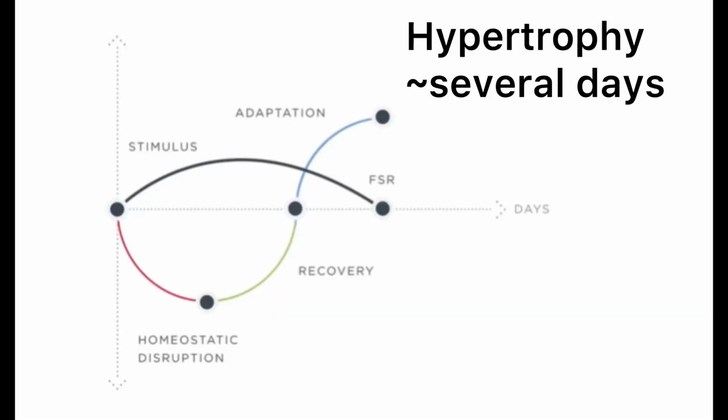Looking at the graph, FSR is the fractional synthetic rate of muscle growth, and it's the rate at which muscle is added in the body. Hypertrophy training takes several days from the time of the stimulus to maximum adaptation. The hypertrophy SRA curve is the second fastest curve.